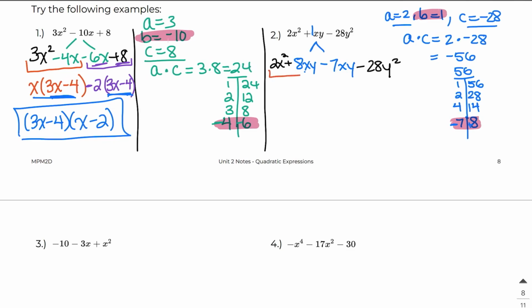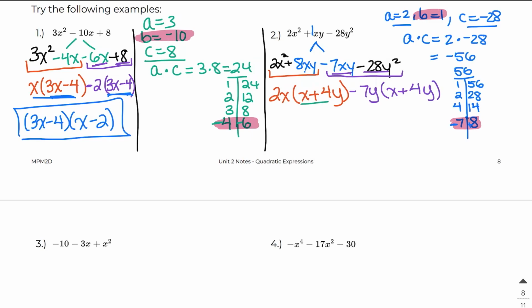So I've got 2x squared plus 8xy. They both have a 2x in common. When I factor that out, I end up getting x plus 4y. And then here, in this group right here, there's a negative leading coefficient. So I'm going to factor out a negative 7. Because 7 goes into 28, it's a factor. And they also have a y in common. When I factor it out of negative 7xy, I have positive x. When I factor it out of negative 28y squared, I have a positive 4y.